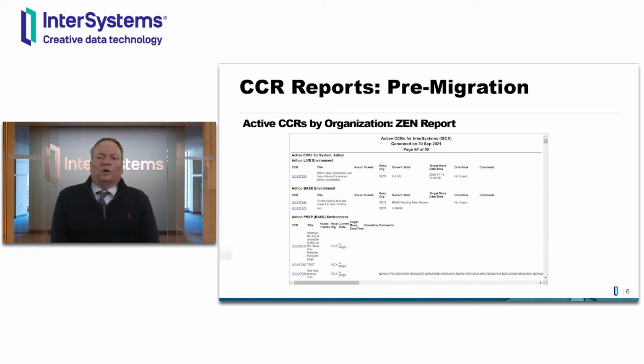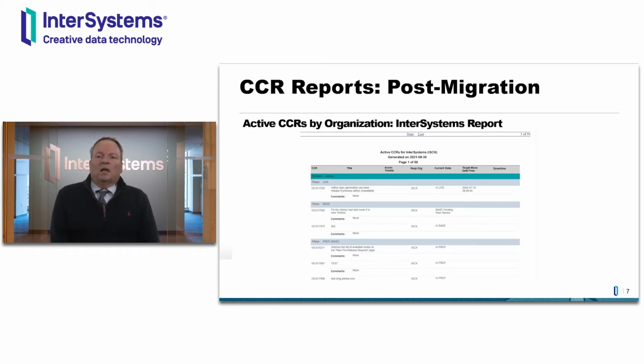This version of the report uses the pre-migration Zen Report-based system. Note that the same data is shown in roughly the same page layout. It shows the same 6 CCR records for the ad hoc application, separated by phase. By looking at the next 2 slides, one can see how reports are designed and delivered by default using the 2 packages, the older Zen Reports package and the default installation of the InterSystems Reports.